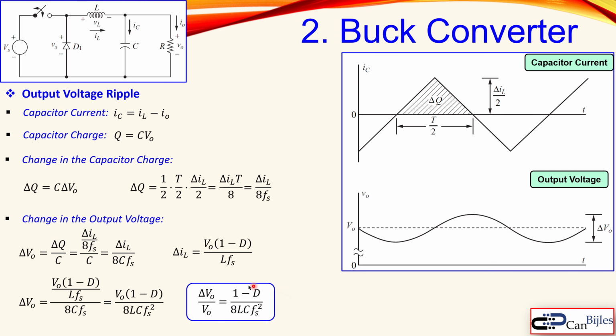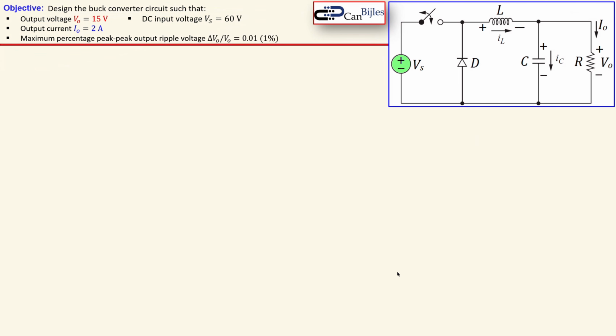Okay, now you can also write it down as a percentage or as a ratio of the peak output voltage ripple over the output voltage itself, and then this is the expression. Or you can also write it in a form that gives the capacitor required for a specific specification, which is shown here. Okay, let's now go to the design of our buck converter.